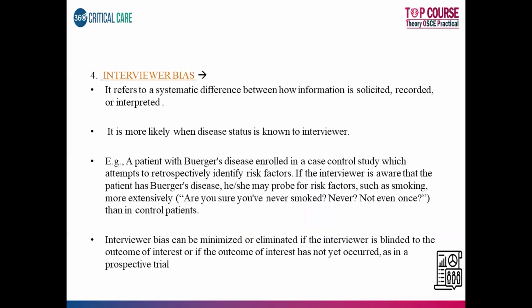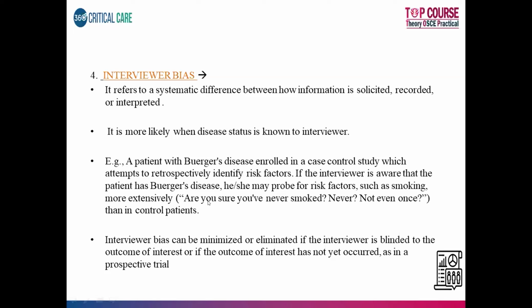Now coming to the next one, the interviewer bias. What does that mean? It refers to a systematic difference between how information is solicited, recorded or interpreted. It is more likely when the disease status is known to the interviewer. An example would be a patient with Buerger's disease who is enrolled in a case control study which attempts to retrospectively identify the risk factors causing this Buerger's disease. If the interviewer is aware that the patient has Buerger's disease, then you try to probe for the risk factors, right? You keep asking the patient, are you sure you have never smoked?